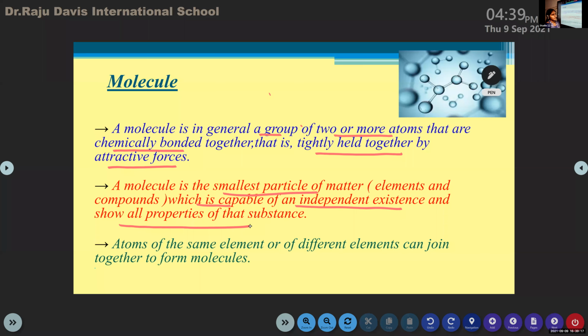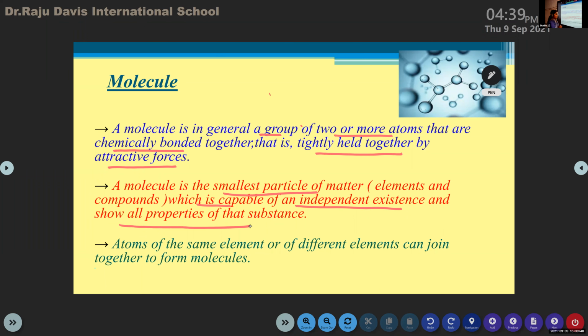Is this clear for you about the second point? Yes, ma'am. So an atom is considered the smallest particle of matter, but it cannot exist freely or independently. In the case of a molecule, it's also the smallest particle of matter, but it will exist independently or in a free state. That's the difference. Then we are moving to the third point.